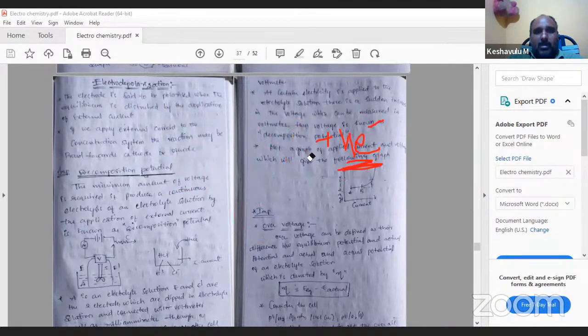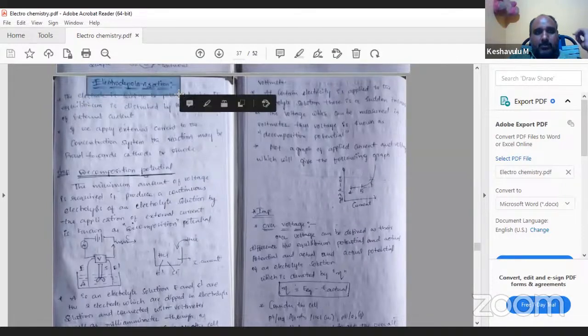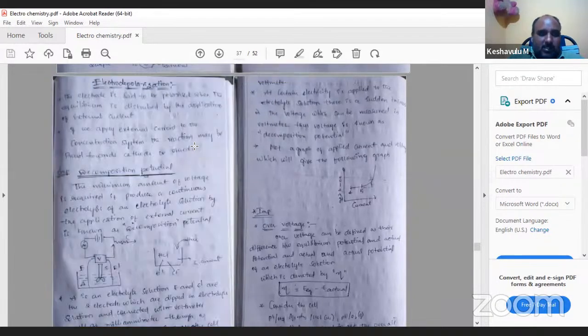The electrode is said to be polarized when the equilibrium position is disturbed by the application of external current. If we apply external current and the equilibrium position is disturbed, that we call electrode polarization. Then one concept is still missing, so I will explain the polarogram.